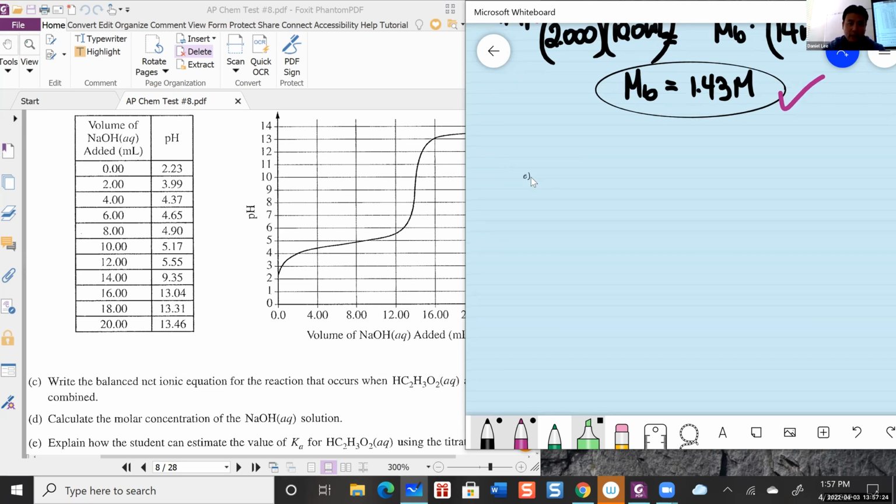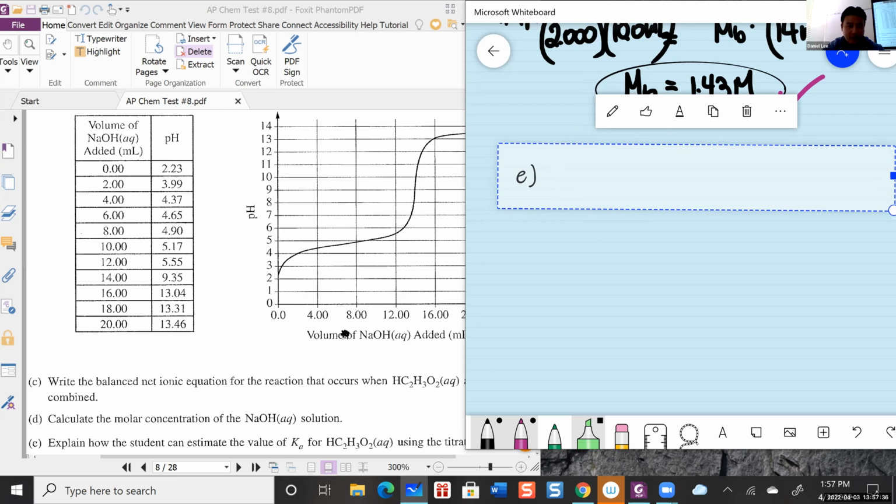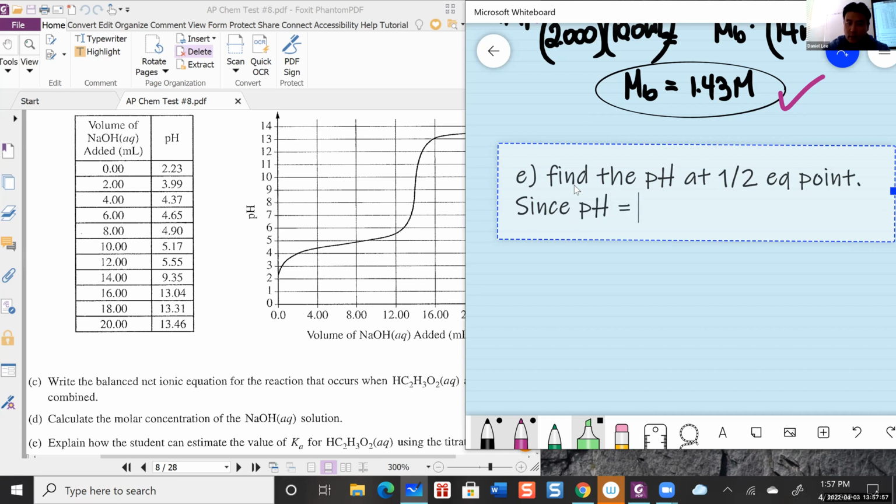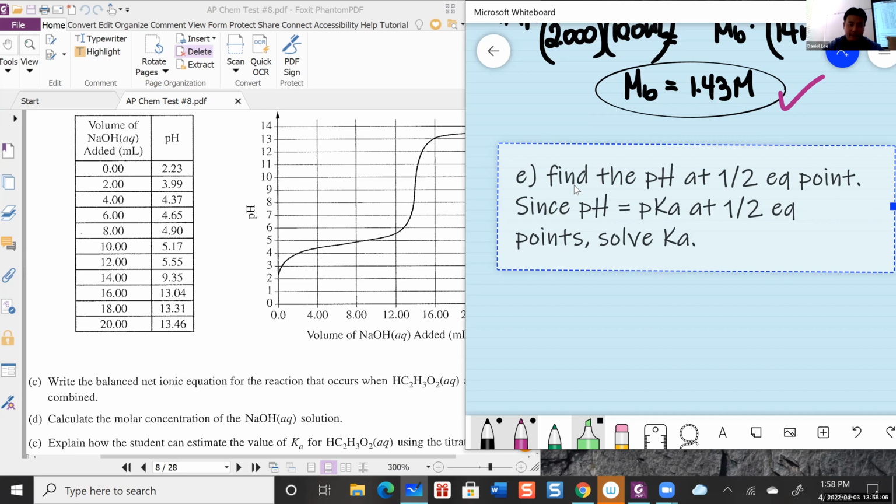And always look for the half equivalence. How do you know where the half equivalence is? You find the equivalence volume, which is 14 mL here, and you divide it by 2. Or you look where the graph is the most horizontal. But that's not a very good method because technically it is not horizontal, it's kind of slanted. So you find equivalent divided by 2. Okay, so find the pH at the half equivalence point. Since pH is equal to pKa at half equivalence point, doesn't matter what kind of titration, yeah? Solve Ka, okay, from there, yeah, that's it.